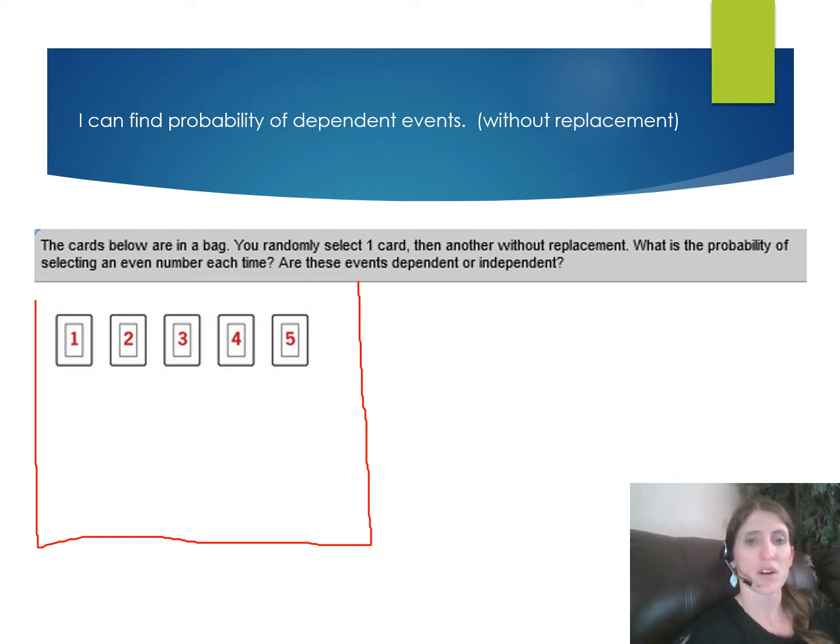Now, if you think about it, these are obviously dependent, right? Because we're leaving it out. But there are a total of 1, 2, 3, 4, 5 cards in the deck. So we're going to put a 5 as the denominator for the first one. You randomly select one card, then another without replacement. Okay, so we're only going to select it twice. Sorry, I had to make sure I read it correctly.